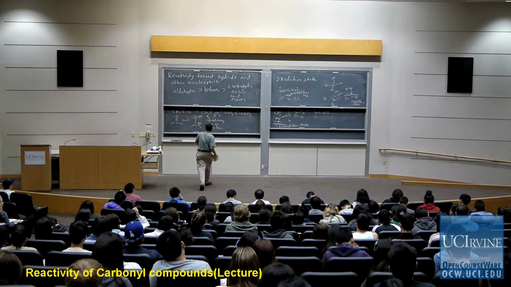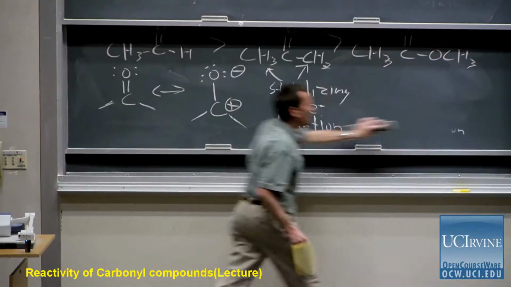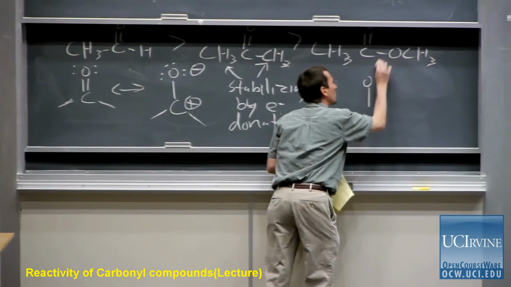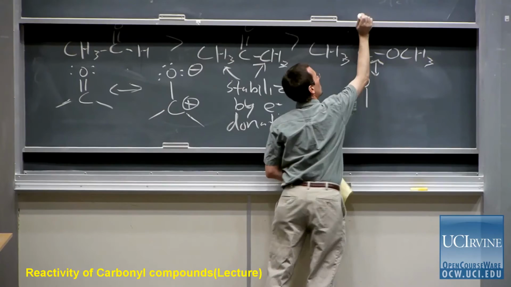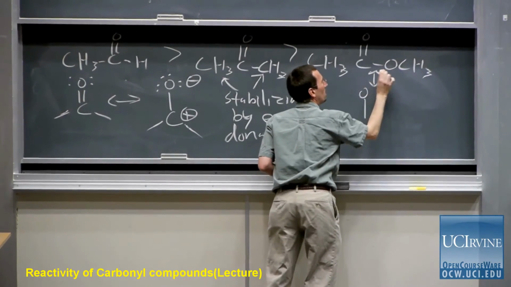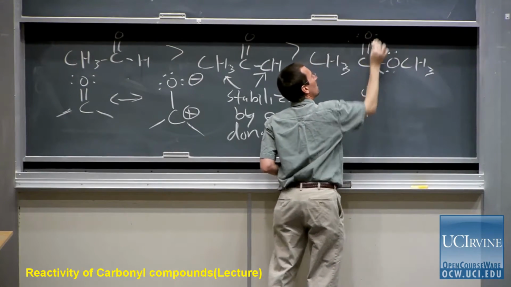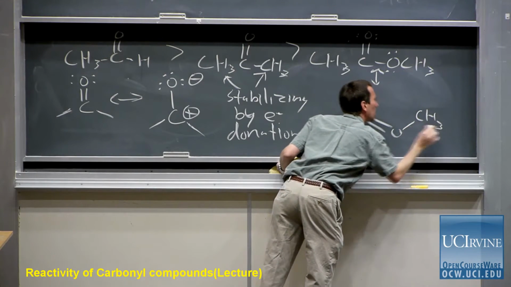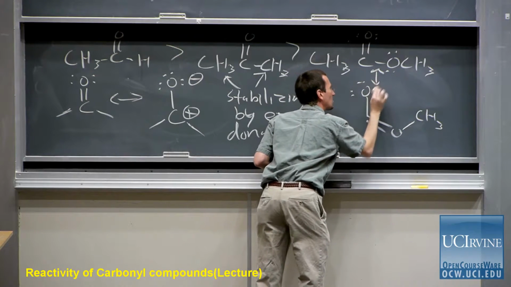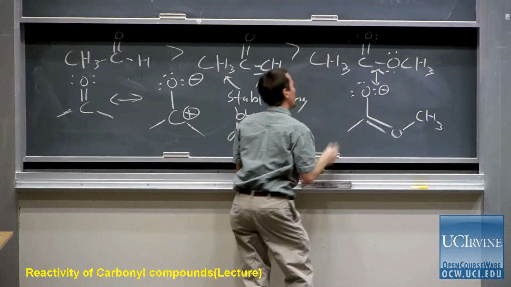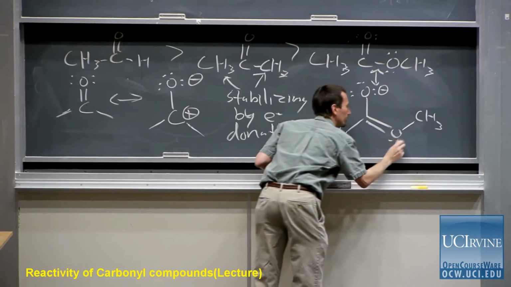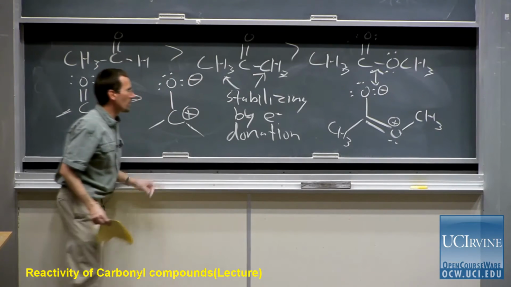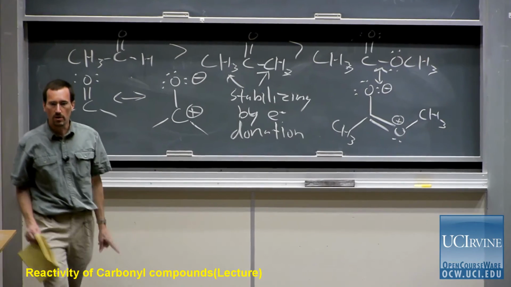In the case of an ester, you get a little bit of extra stabilization here because you can write a second resonance structure, and I'll just go ahead and complete my lone pairs here. You can write a second resonance structure like so that provides an extra special stabilization of your positive charge on the carbon. So you get one additional resonance structure.